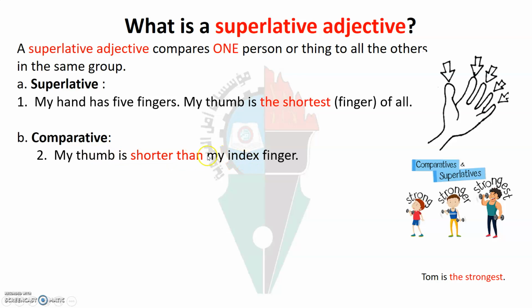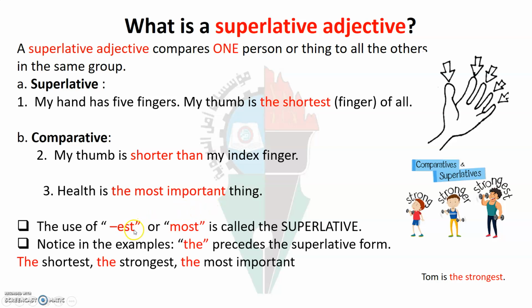So here I'm comparing two things. And in the superlative, I'm comparing one thing to a whole group. And I could also say health is the most important thing. The use of est or most is called the superlative. Notice in the example, the precedes the superlative form. The shortest, the strongest, or the most important.